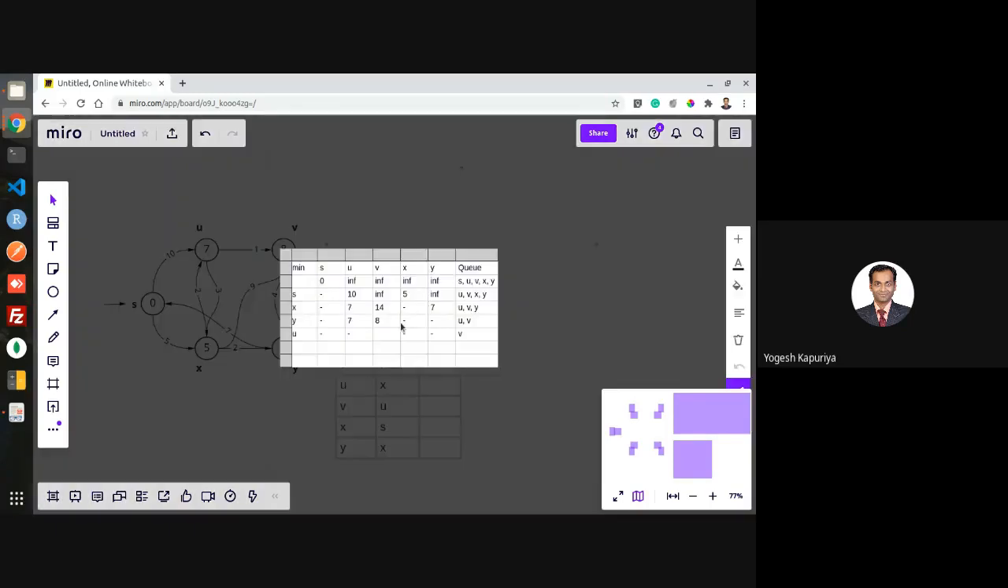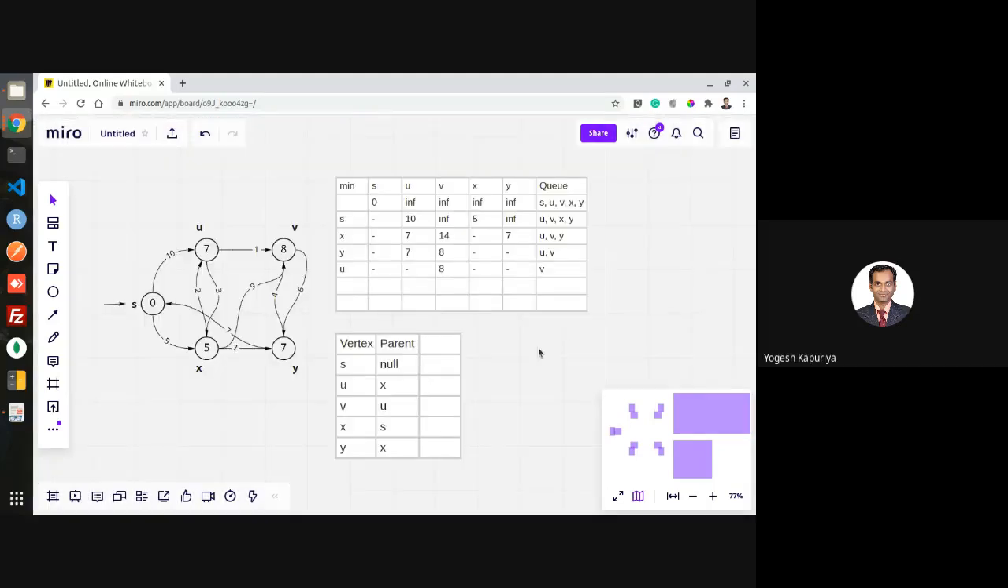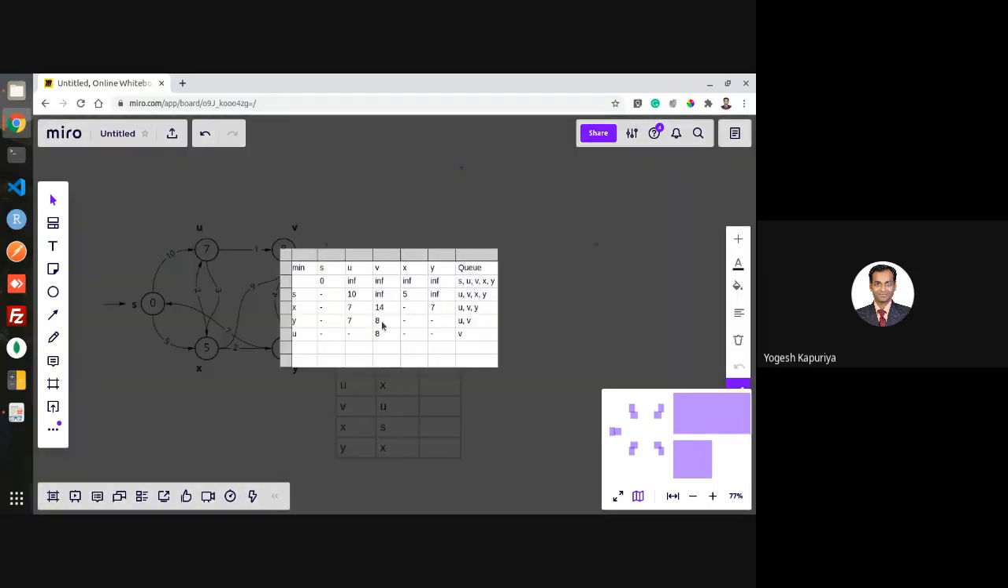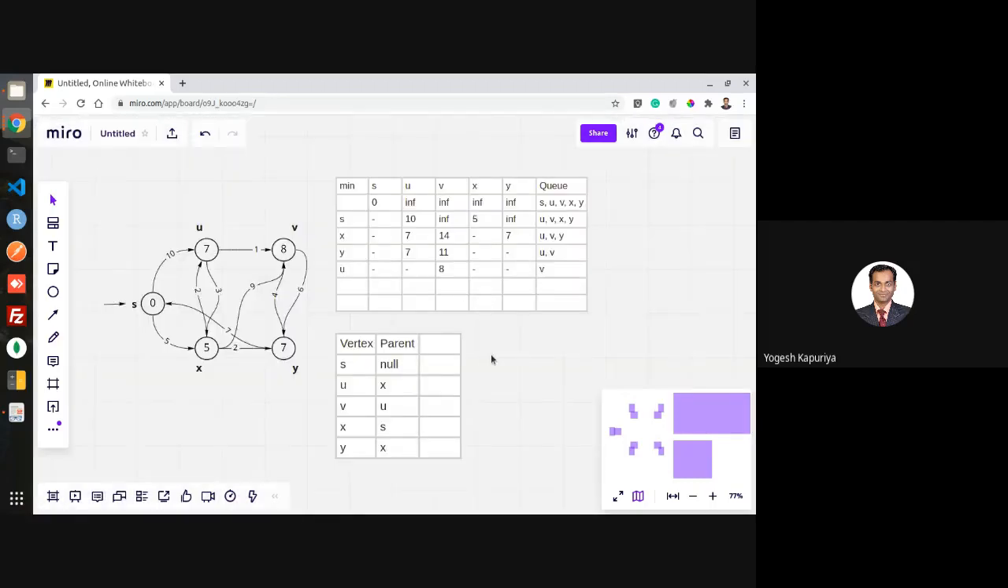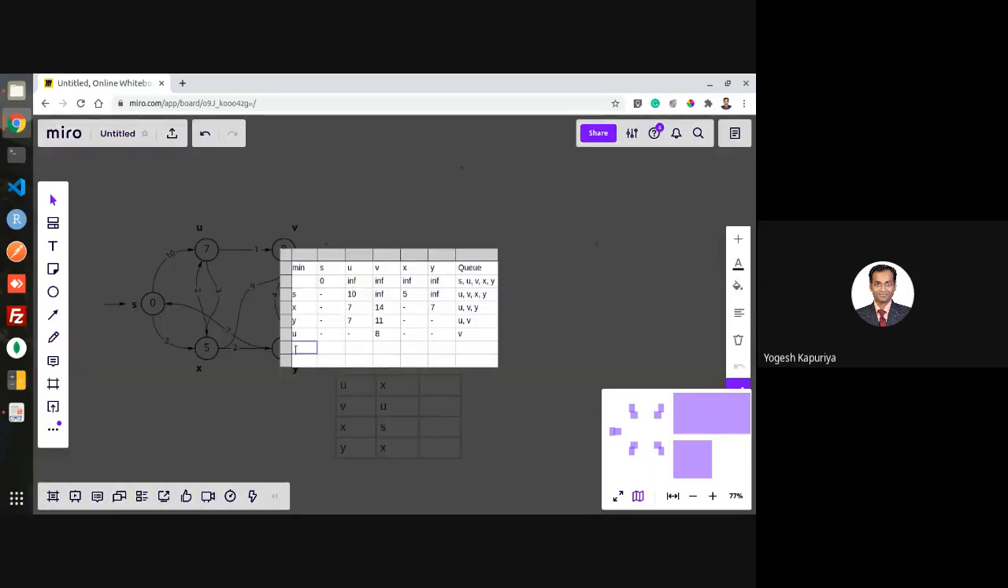So now you have this scenario, you have this 8 as it is. I think it was 11 here, and then it was changed to 8. Okay, so this is after the fourth iteration. Obviously, there is only one vertex in the queue, so that will be extracted. Now your queue is empty.